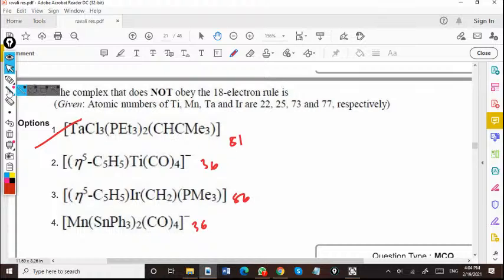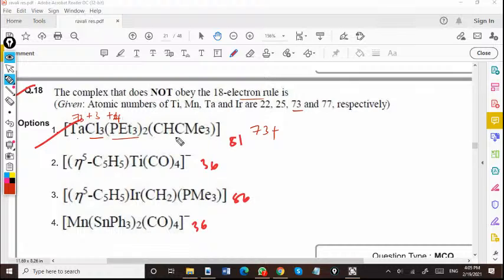Let's go for the 18 electron rule. The 18 electron rule is basically the pseudo-noble-gas electronic configuration. If any molecule has 18 or multiples of 18 electrons, it will have the highest stability. Let's look at the tantalum one. Tantalum's atomic number is 73, plus 3 electrons from Cl, and the neutral ligand, 2 into 2, is 4 electrons.